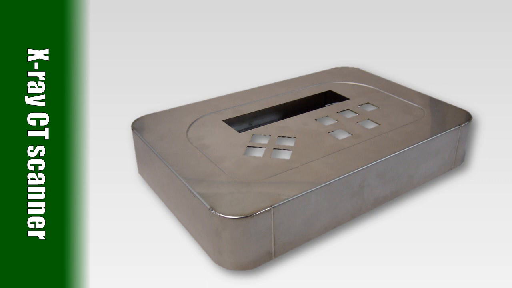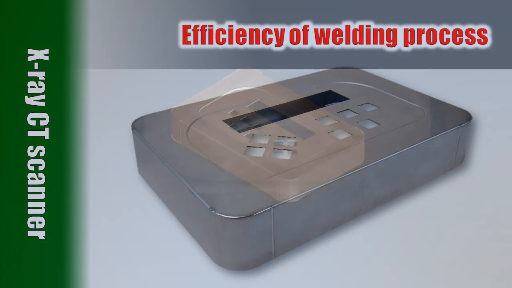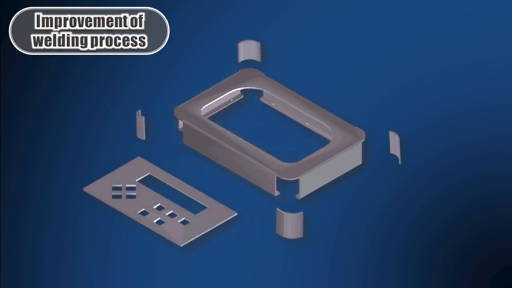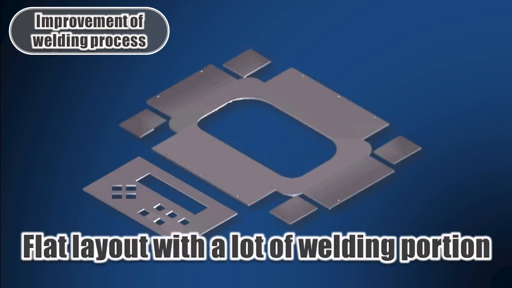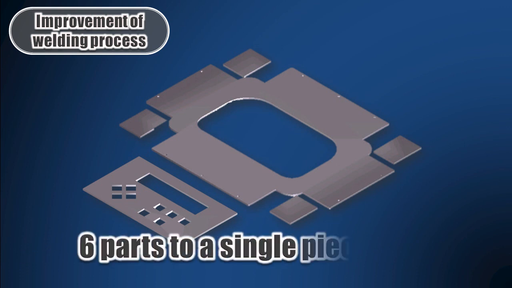Next, we would like to take the test operating panel as an example to show how we can improve the efficiency of the welding process by integrating parts. This product, with such shape, consists of 6 parts, and since they are mostly welded together, it takes time to assemble. Here, we will integrate those 6 parts into one single body piece to reduce the welding process.